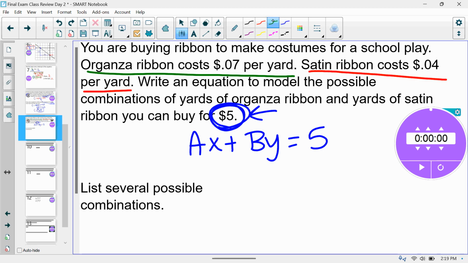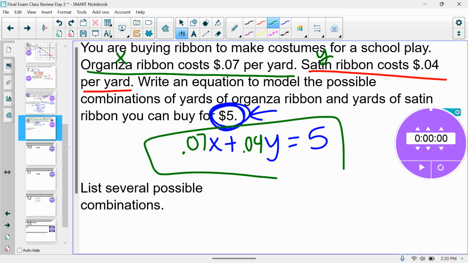So we have to have two variables because we're buying two different types of ribbon, right? Let's just go ahead and use X for organza ribbon and Y for satin ribbon. But each yard of organza costs 7 cents, right? So we want 0.07 times however many we buy, whether we buy 5 yards or 12 yards or 15 yards, we would do that number times 0.07. And then since we're using Y for satin ribbon and each yard costs 4 cents, we would put 0.04 times Y, however many yards that we buy, okay? That would be our equation.